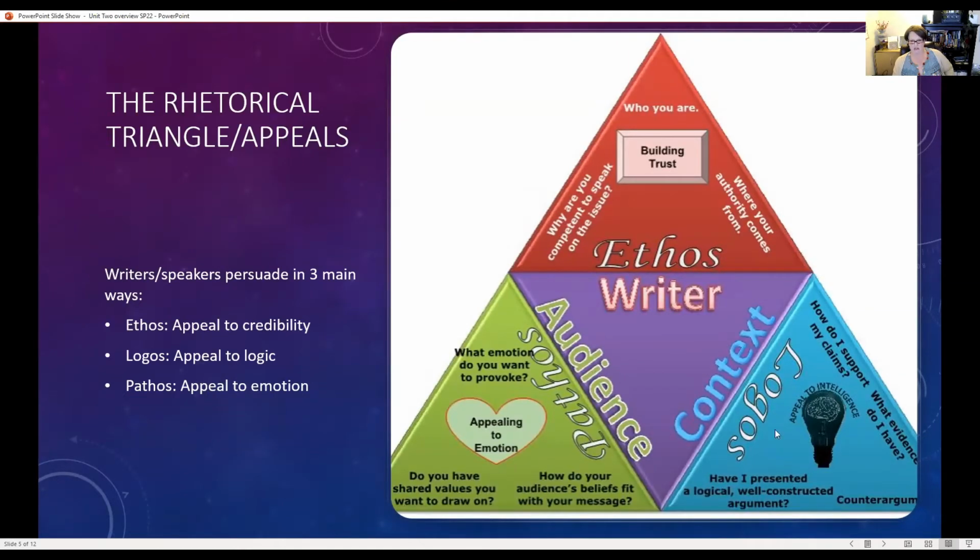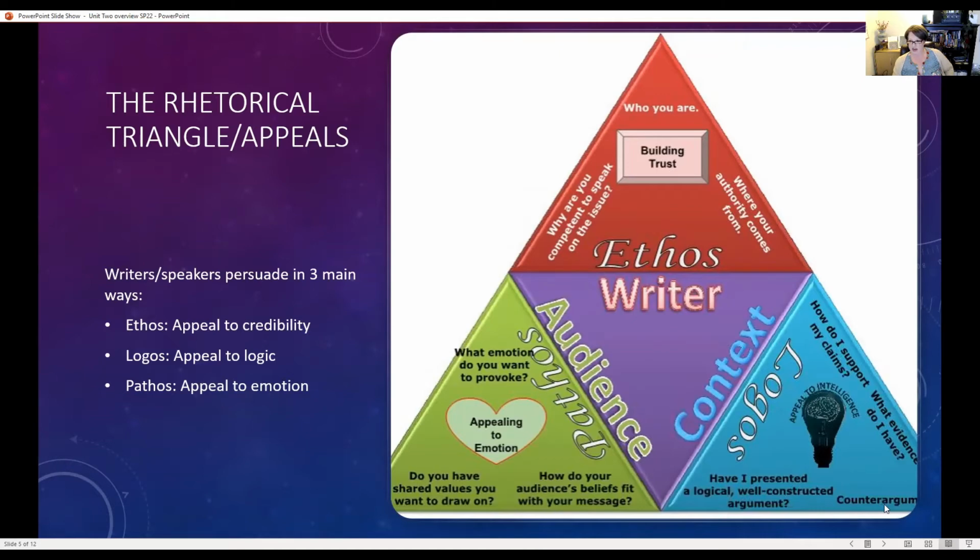Likewise, we have logos, right? Logos is the appeal to intelligence, the appeal to logic, the appeal to reason. And that is correlating with the context or the subject that you're writing about. So how do I support my claims? What evidence do I have? Have I presented a logical, well-constructed argument?